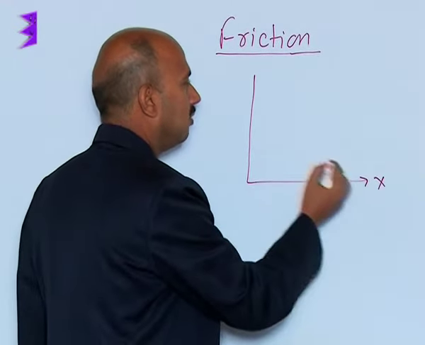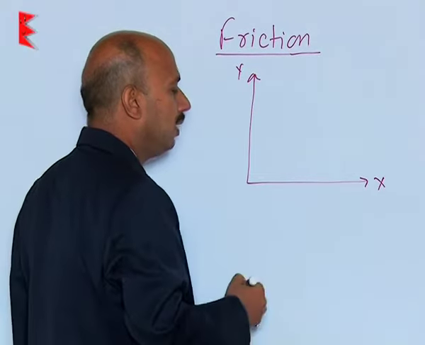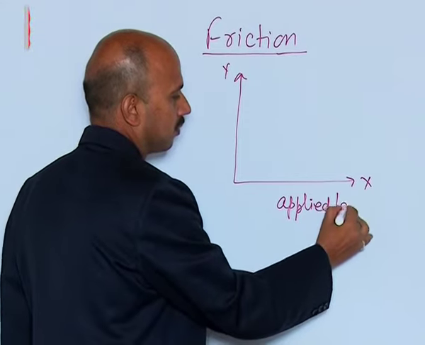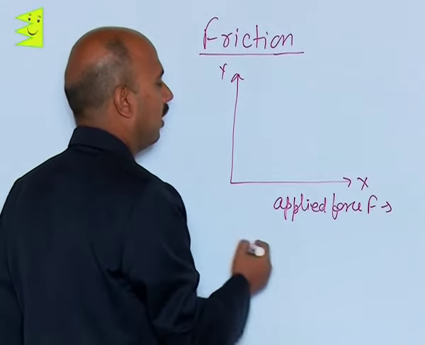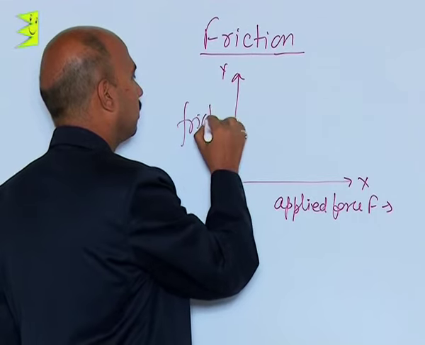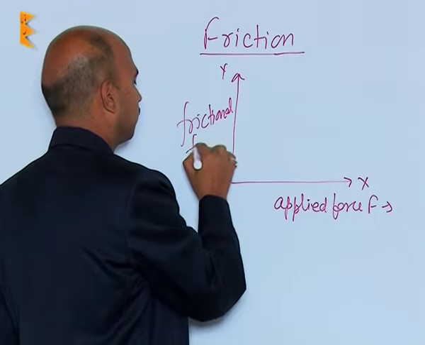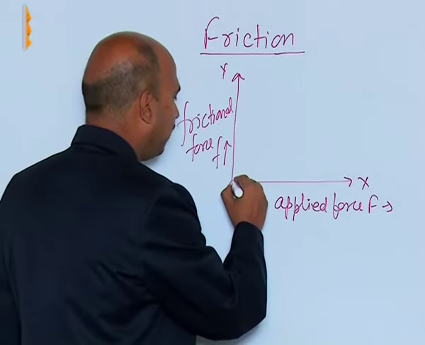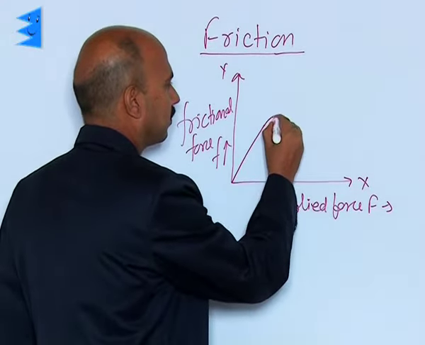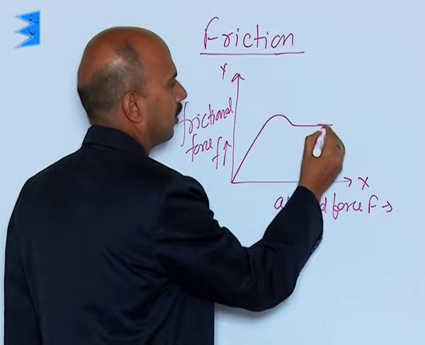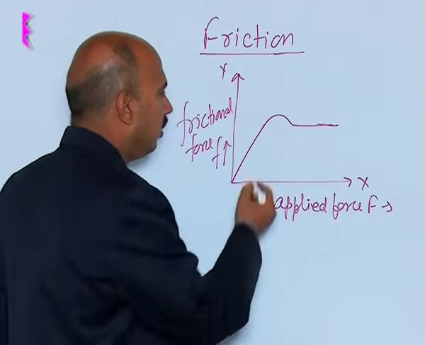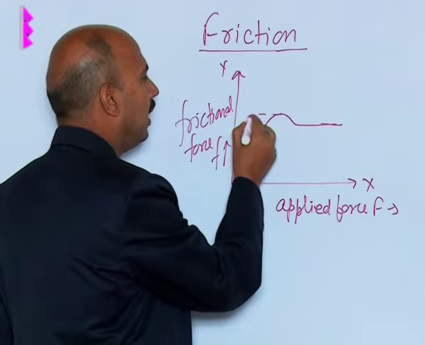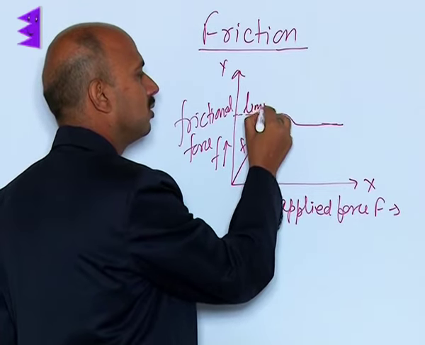Here on the x axis, this is the y axis. Here we have taken applied force F to this side and frictional force F to this side. The graph obtained is something like that, in this way. See here, this is Fs, static friction. This is the maximum value, that is called the limiting friction.